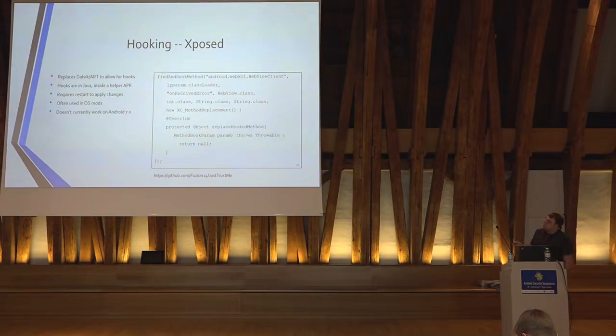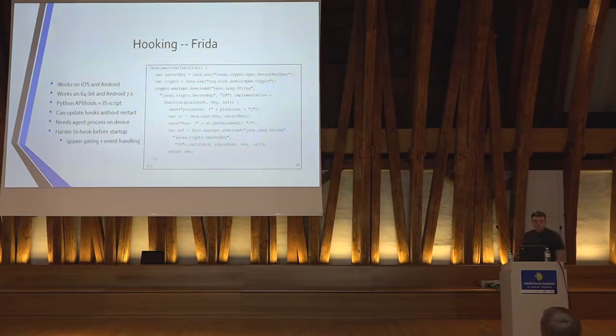So this is a small example of how you do hooking. This is for JustTrustMe. You find the WebViewClient class, and then you replace the implementation of the onReceivedSslError method, which is the callback you get when you have some sort of SSL or certificate validation error, and you just replace it with a method that does nothing. And this effectively disables any sort of certificate validation.